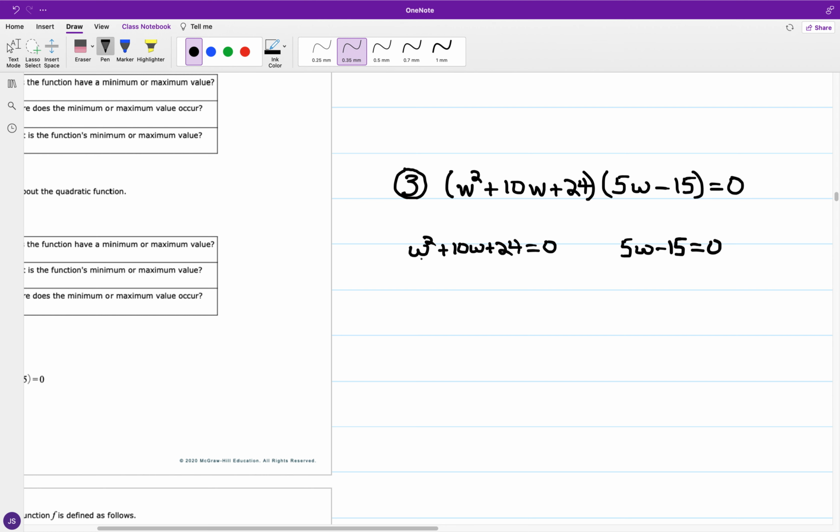For w squared plus 10w plus 24 equal to 0, I can factor it as w plus 6 times the quantity w plus 4 is equal to 0, and we have the zero product property in this case. So for w plus 6 equal to 0, we have that w is equal to negative 6. As for w plus 4 equal to 0, we'll have that w is equal to negative 4.